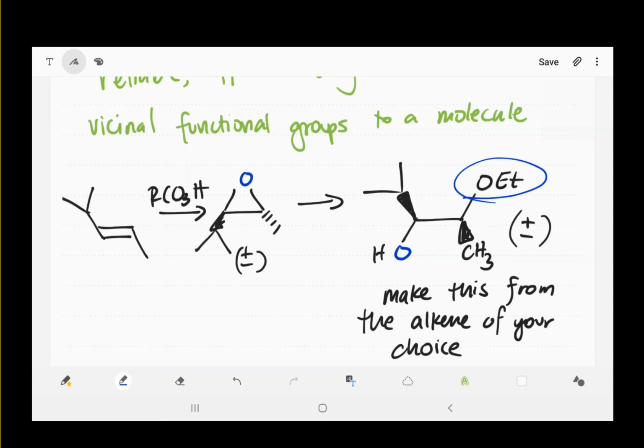I mean, we have to put this in, obviously, right? Is there a way to make this OEt, this ethoxy thing, can we have it as a nucleophile? Is there a way to make an ethoxy group attack that epoxide? Sodium ethoxide. Yeah, sodium ethoxide would work just fine.